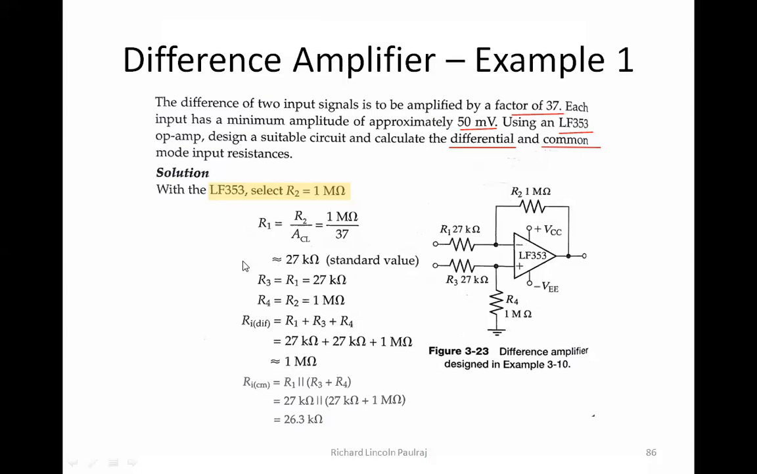1 M divided by 37. Yes, sir. It is 27.027 kilo ohms. Fine. So yeah, we can take it as 27. That's fine then.